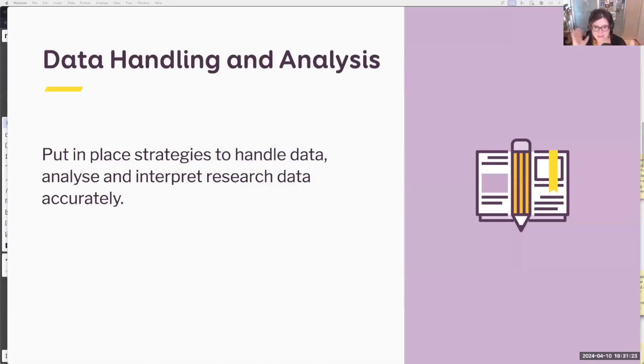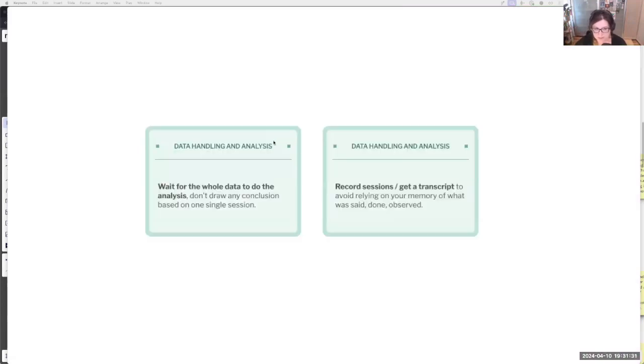Then there's things about handling data analysis. So here it is to make sure we interpret the results accurately. So it's about waiting for the whole data to do the analysis and not jumping into conclusions. My colleagues love to do that. After a usability test, they want to jump into writing the stories, like, hold on, this is one user. Let's wait to get more data on that. Also, recording and getting a transcript to make sure that you don't misinterpret something, or even worse, that you don't remember something the wrong way.